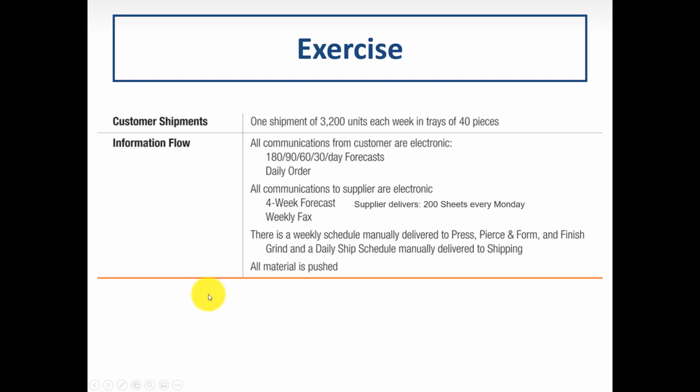and we also have additional data about customer shipments and information flow. It turns out that all communications from the customer are electronic, and this information concerns forecasts, which are sent every certain number of days, and daily orders. We also know that all communications to suppliers are electronic. Same story as before: forecast, weekly fax. I hope you know what that is. This information is relevant for the construction of the value stream map.